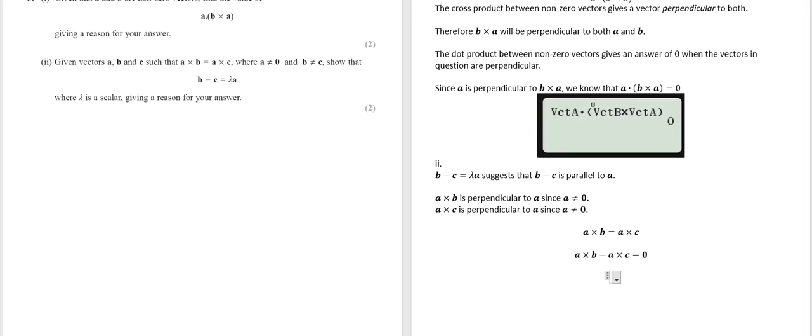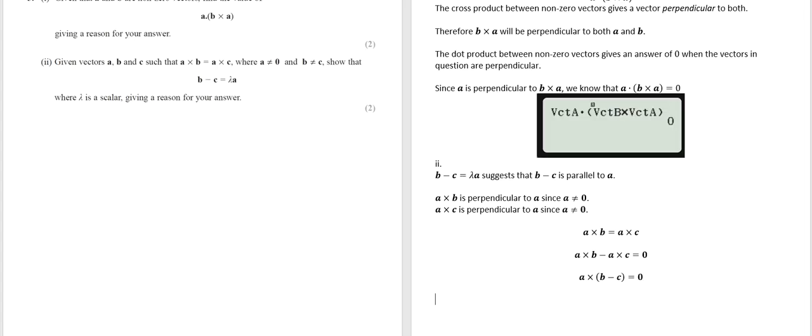But one of the key properties that you need to be aware of for the cross product is that we can distribute it over addition and subtraction. In other words, we can take the cross product of A with B minus C, and it will give us the same as the cross product of A with B minus the cross product of A with C.